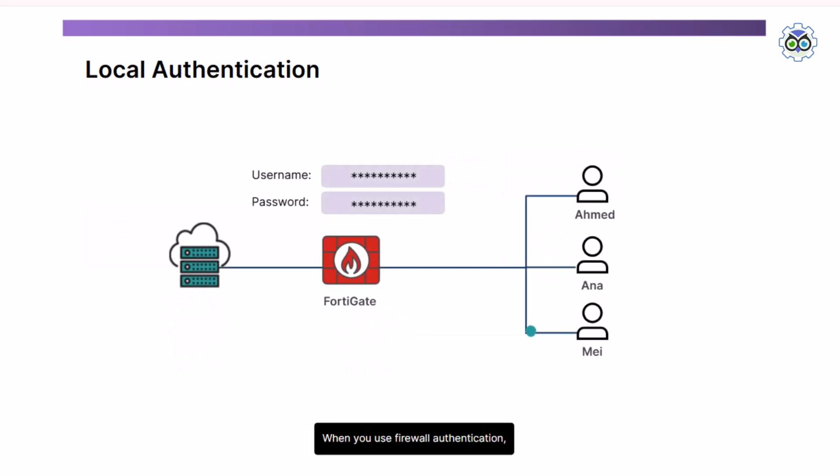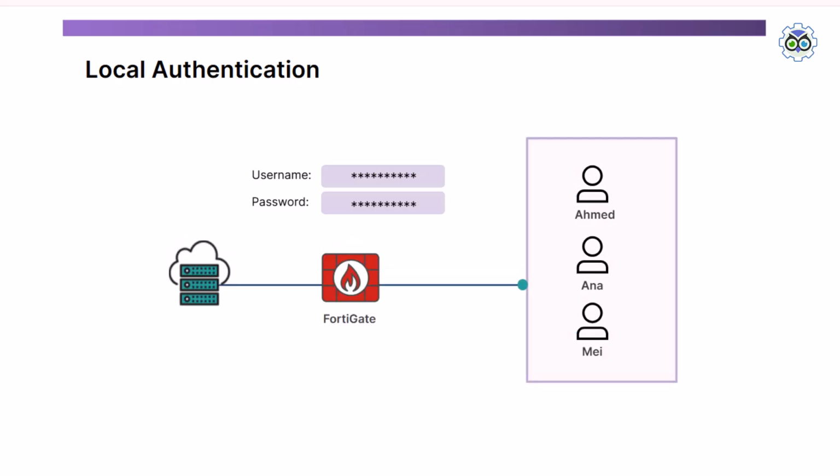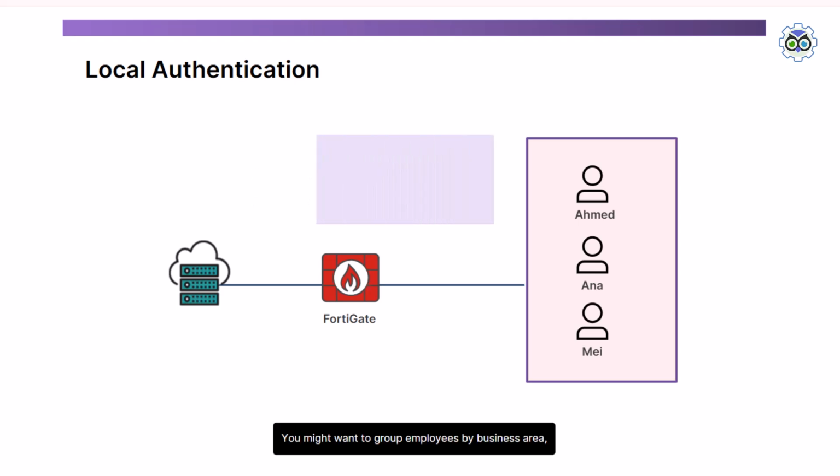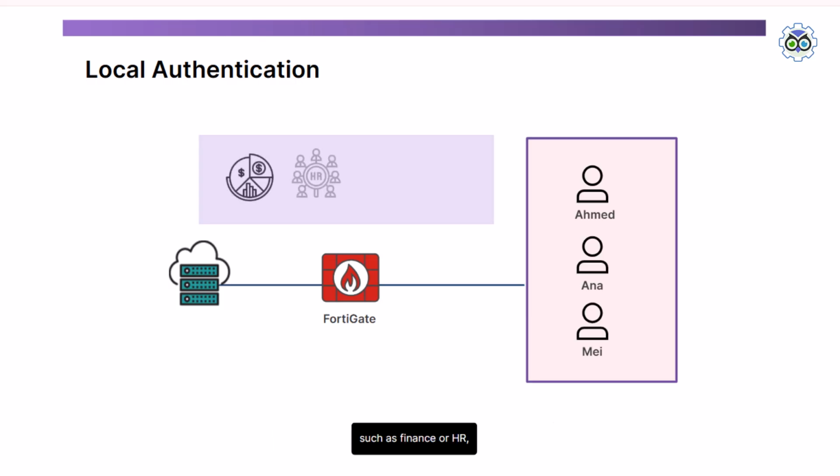When you use firewall authentication, you need to create individual accounts for every user who requires access to the network. A local user account contains both the username and a password. You can also create local user groups to group together users who require the same level of access. You might want to group employees by business area, such as finance or HR, or by employee type, such as contractors or guests. In most cases, it is the best practice to use a group in a firewall policy rather than individual user accounts.